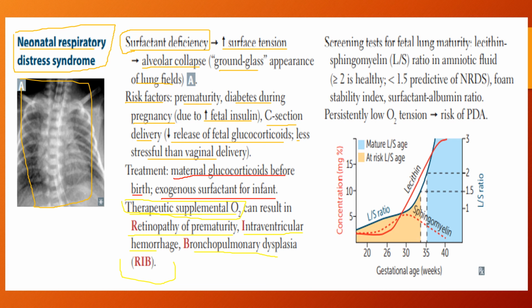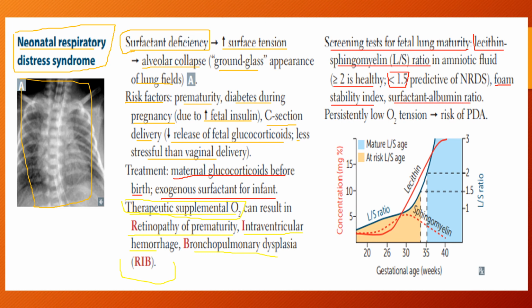The screening test for fetal lung maturity is the lecithin-sphingomyelin ratio in amniotic fluid. In a healthy person it's greater than or equal to 2, and predictive of neonatal respiratory distress syndrome is less than 1.5. The other techniques are foam stability index and surfactant-albumin ratio.